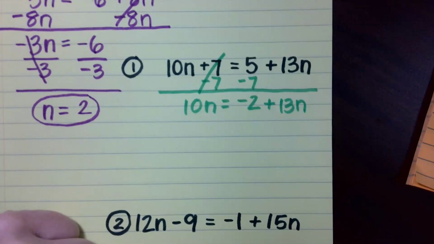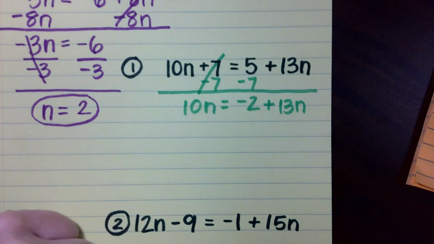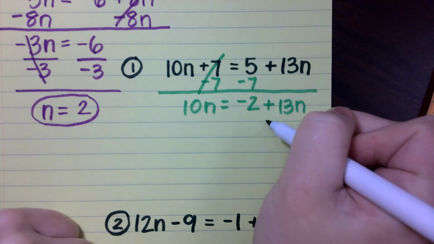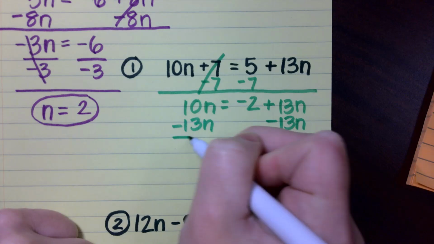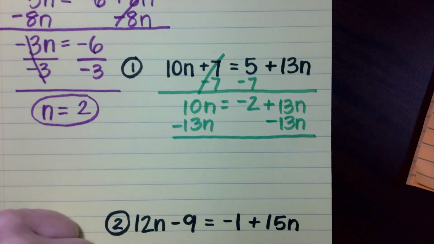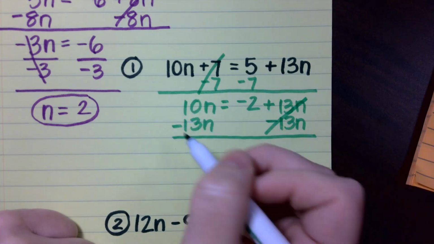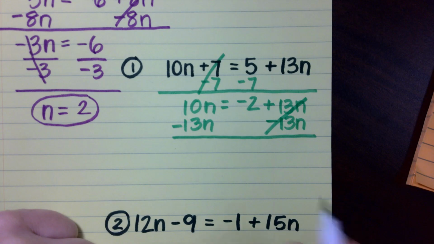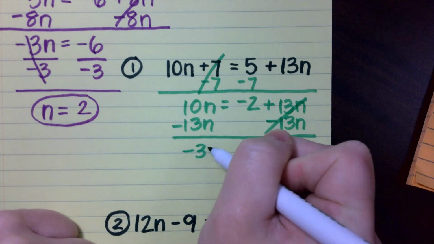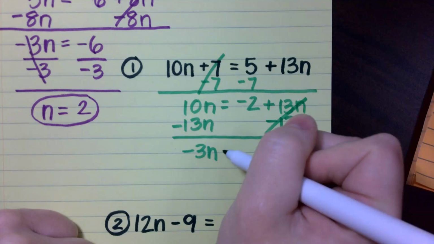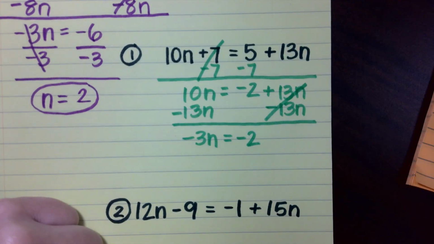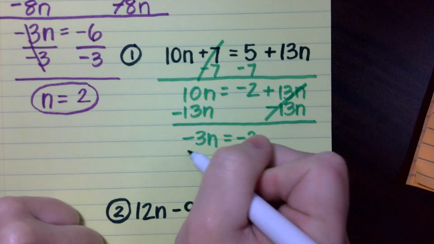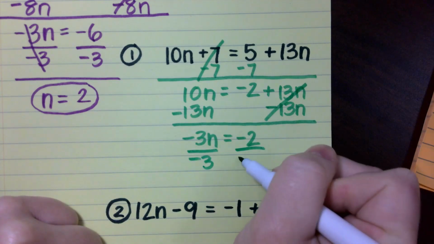All right, what next? Subtract 13n. Yes, let's do that. Minus 13n. All right, what happens to my 13n's? They cancel. Good. And what is 10n minus 13n? -3n. And all I have left is equals -2. Okay, what's left to do? You're going to divide by -3 on both sides.